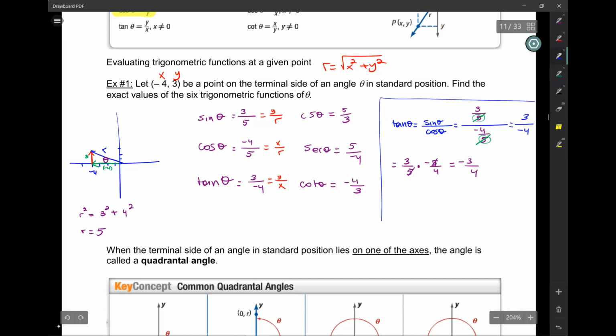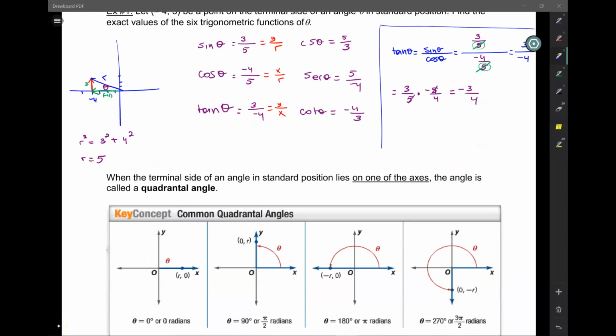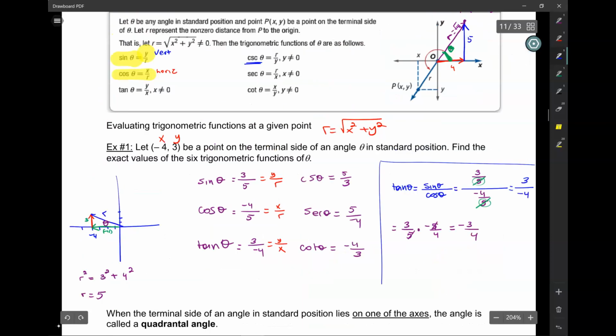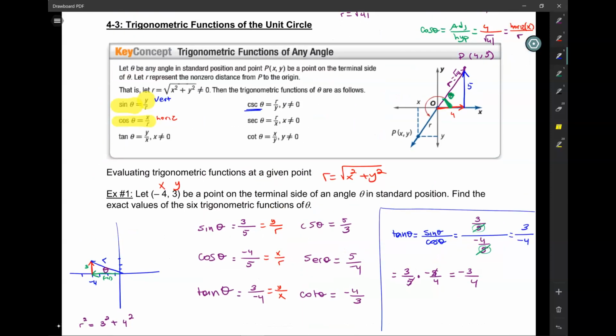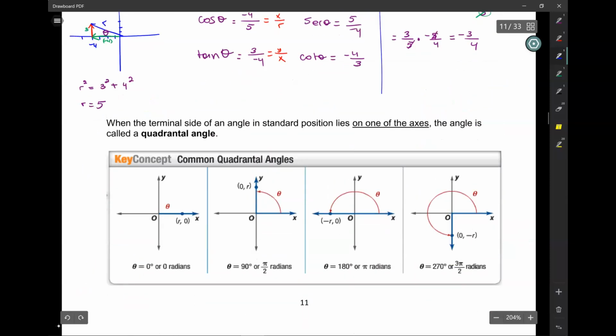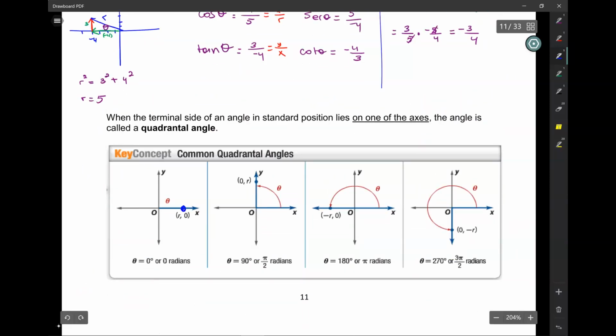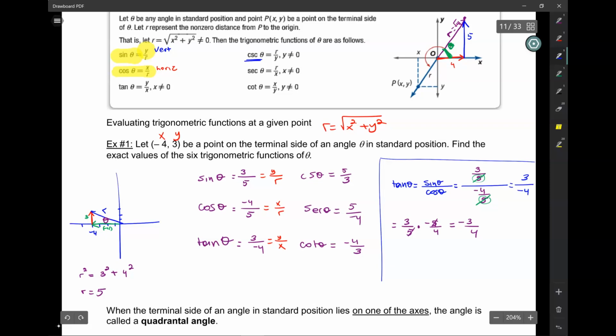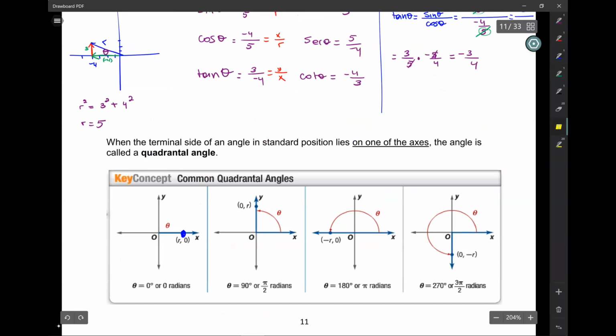Okay? All right. So what if your point is not at a random place like that? What if your point actually lies on one of the axes? What if your point lies on top of the x-axis here? What then, right? In that case, because it's not in the middle of a quadrant, it's on the x or y axis, we call those quadrantal angles, right? This is when the terminal side lies on one of the axes, okay?